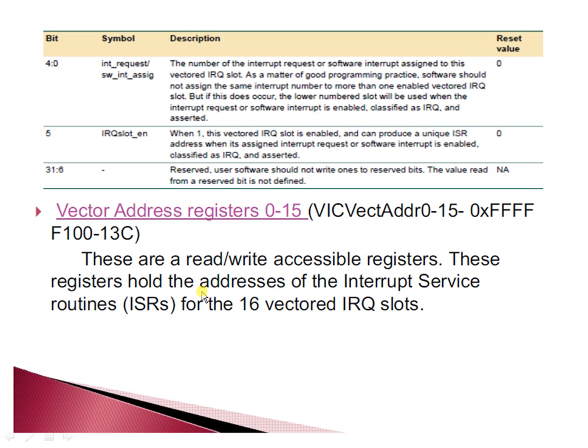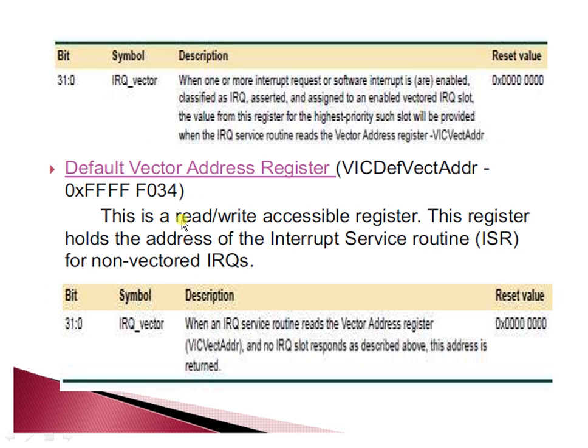So what I have to do is initialize this register with the function name, so that the address of the function will be assigned to this particular register. The vector address register will be holding the address of the ISR. Now if that is not an IRQ, then definitely the last would be the default vector address register. That is nothing but a non-vectored interrupt, or non-vectored IRQ.